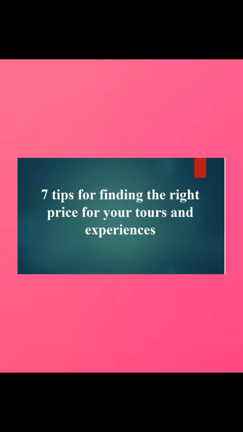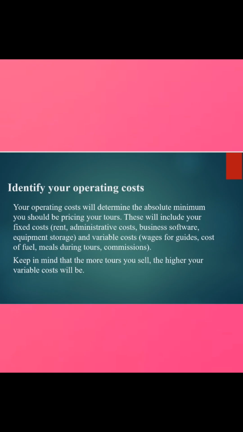Hi everyone, today I'm going to talk about the 7 tips for finding the right price for your tours and experiences. So first is identify your operating cost. Your operating cost will determine the absolute minimum you should be pricing your tours. This will include your fixed costs like rent, administrative cost, business software, equipment storage, and variable costs like wages for guides, cost of fuel, meals during tours, and commissions. Keep in mind that the more tours you sell, the higher your variable cost will be.